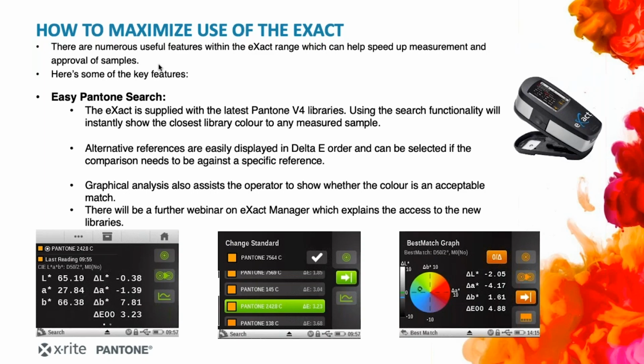If, for example, the sample you're measuring is meant to match a particular Pantone but doesn't. And thirdly, also graphical analysis displayed on the handheld device itself as to if it is different or what you consider out of spec. How is it out of spec? Is it simply too dark or too light? Is it too red, too green, etc.?